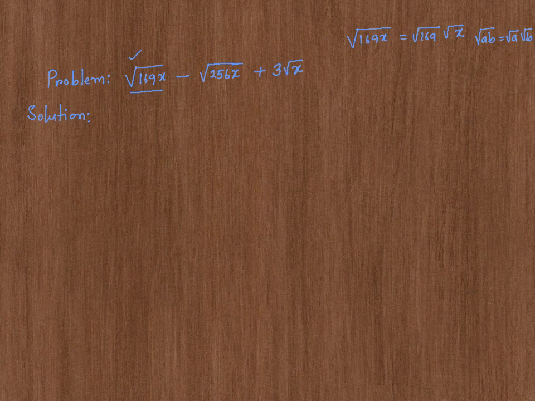Now, square root of 169 is, by the way, 13. Then, square root of x is square root of x. X is a variable and we don't know what it is. Square root of 169 is 13. Why is that the case? Because 13 times 13 is equal to 169.